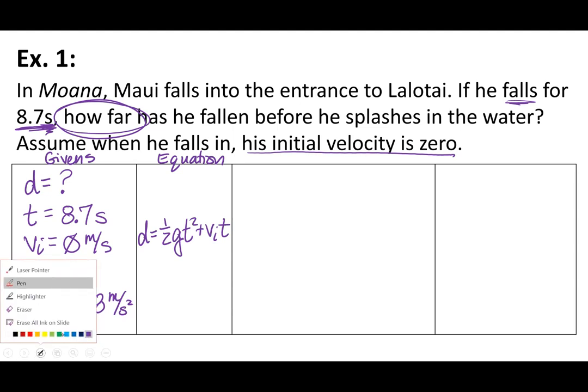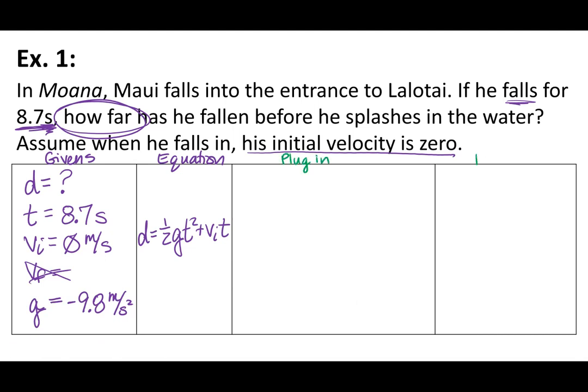Now it's time for the math. I'm going to use a different color for it. So this is plug in, and then this is final answer. So for plugging in, we're looking for D equals 1/2 g is negative 9.8 times T squared, 8.7 squared, plus VI is 0 times 8.7.